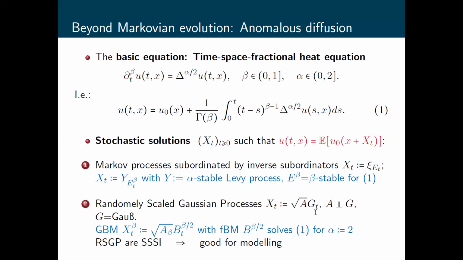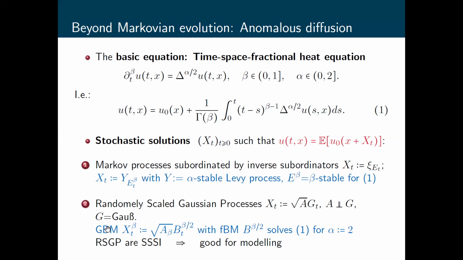They look like this. This is a product of some Gaussian process with some random variable which is non-negative and which is independent from Gaussian process. So this random variable plays the role of random scaling. And for example, one basic example of such type of processes is the so-called gray Brownian motion. This is just this product, where as Gaussian process we have a fractional Brownian motion with a Hurst parameter beta over 2, and as a random scaling we have a particular random variable, square root of a of b, a with index beta. This is a random variable whose distribution has Laplace transform given by Mittag-Leffler function with parameter beta.